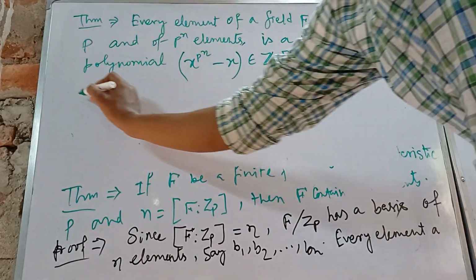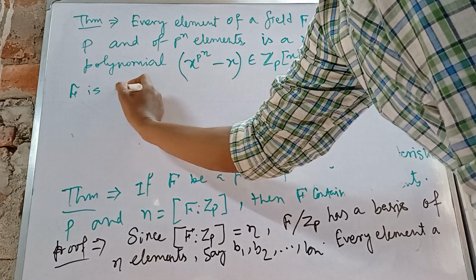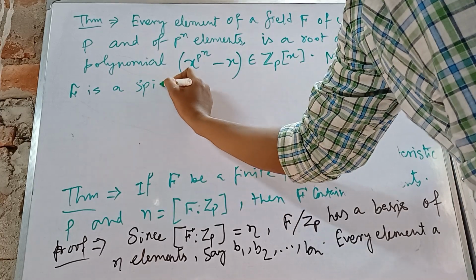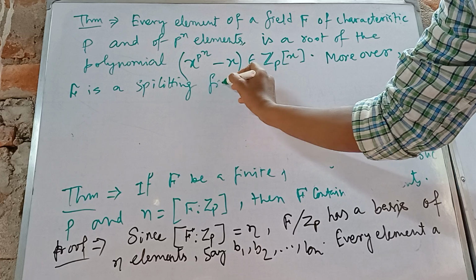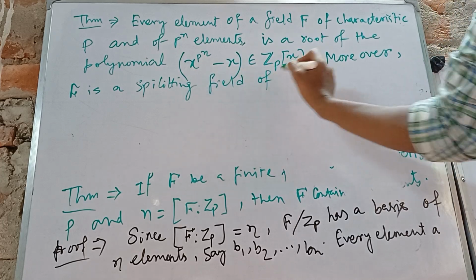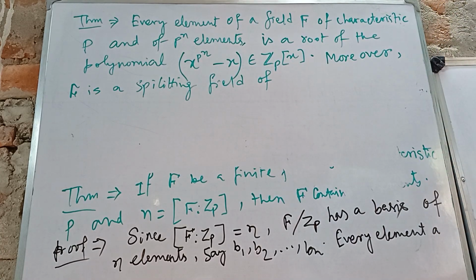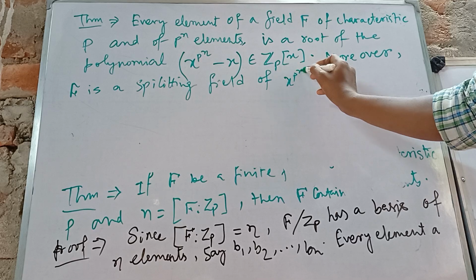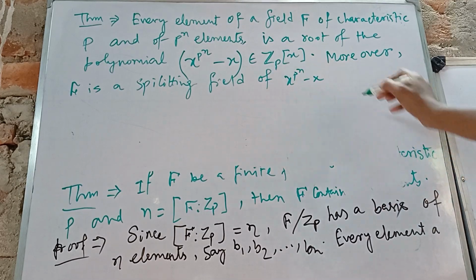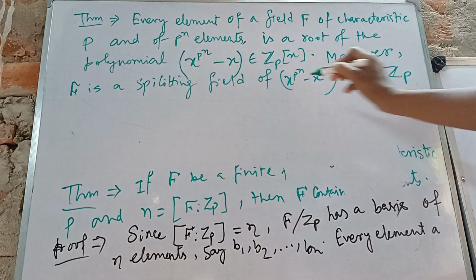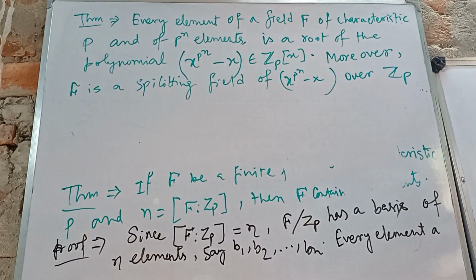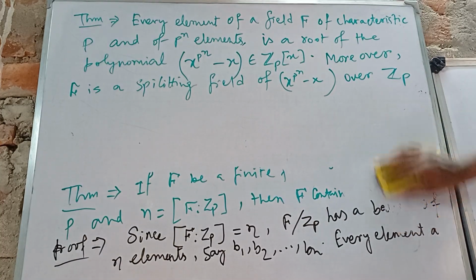F is a splitting field of x^(p^n) - x over Z_p. Okay, we now prove this one.